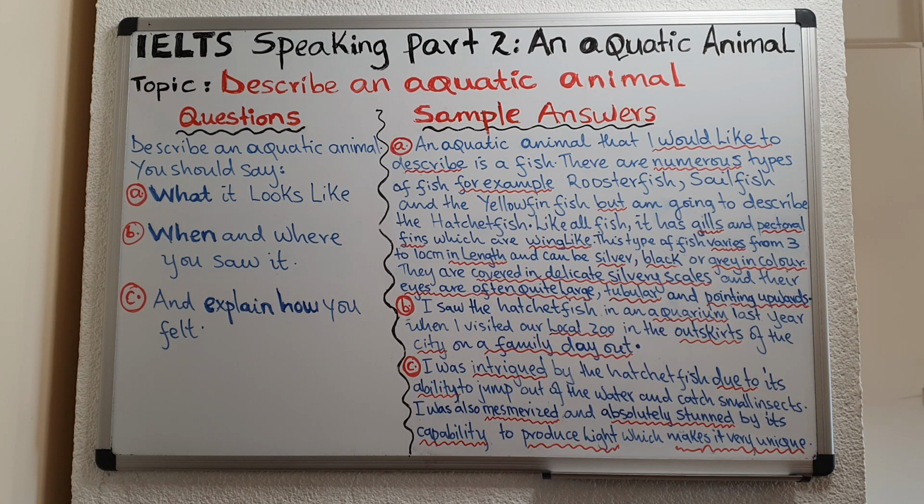Now let's move on to C, and that is explain how you felt. In this question, the examiner wants you to talk about your feelings. How did you feel when you saw the aquatic animal?